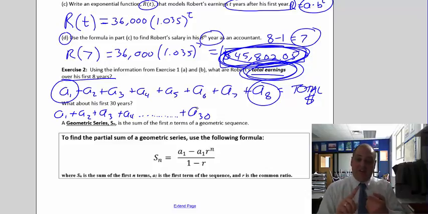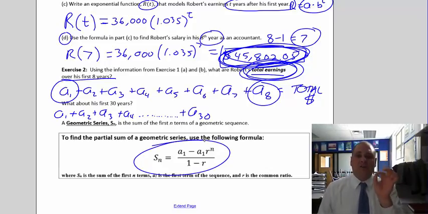We'd have to find the salary every single year. We'd have to find 30 salaries and then go 36,000 plus, blah, blah, blah, plus, blah, blah, blah. We'd have to do it 30 times. That would be really hard to do. So instead of doing that, we're not going to do that. We have a formula that does it for us. And here it is right here at the bottom of your page.